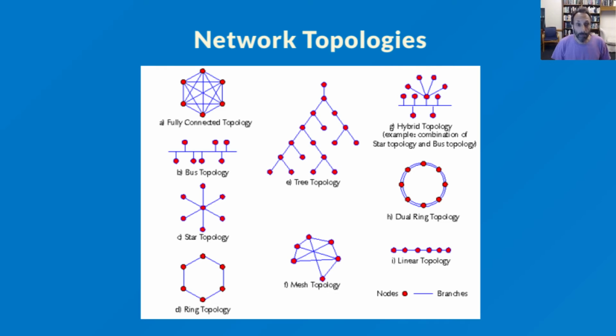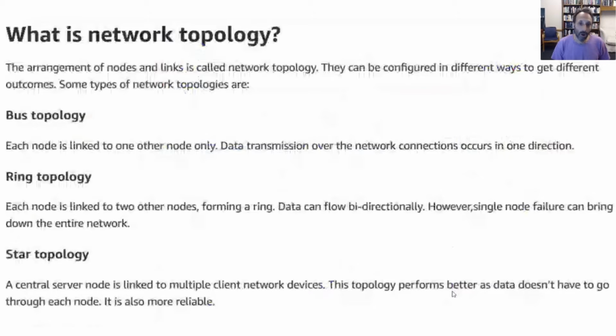Okay. This is stuff that none of us ever care about anymore. This is what's called network topologies. There's all different kinds: bus, ring, star, all this stuff. I put it on the slide because maybe you want to know about it, but it's not really important for our purposes.